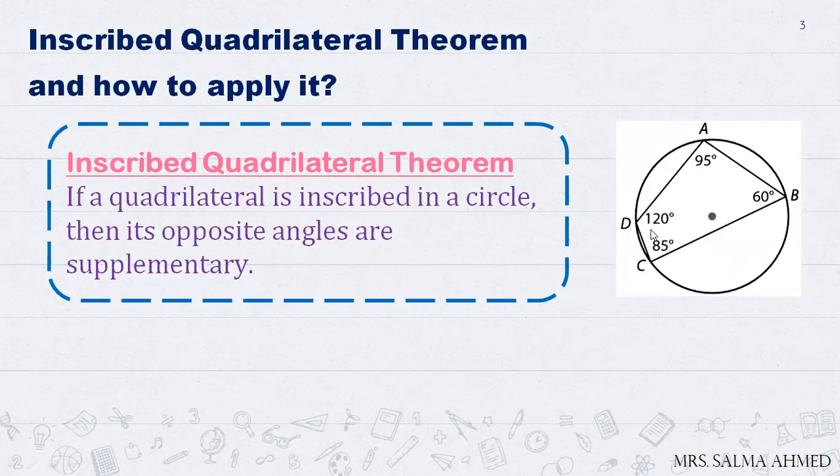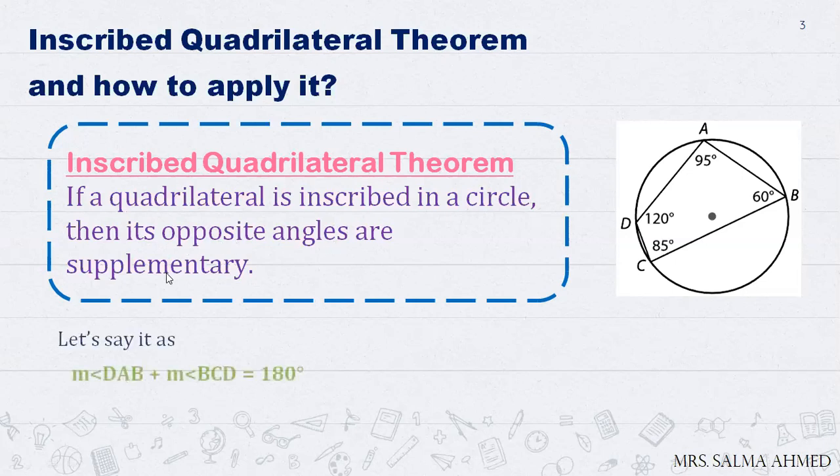Now I'm going to check again: 120, the measure of angle D, plus 60, the measure of angle B. It gives me also 180. So this is what we prove in the inscribed quadrilateral theorem: if the quadrilateral is inscribed in a circle, then the opposite angles are supplementary.